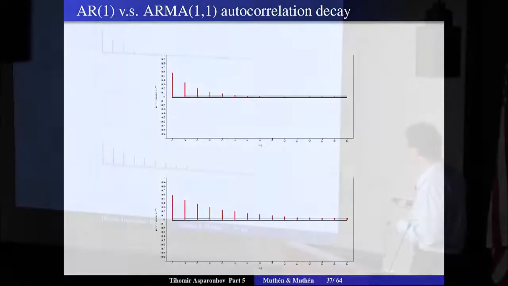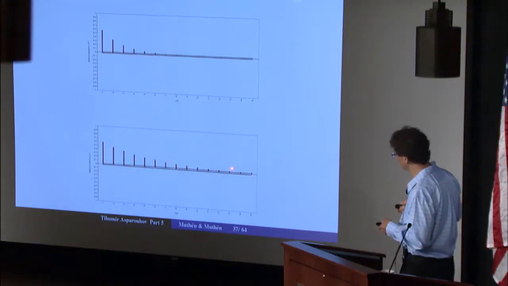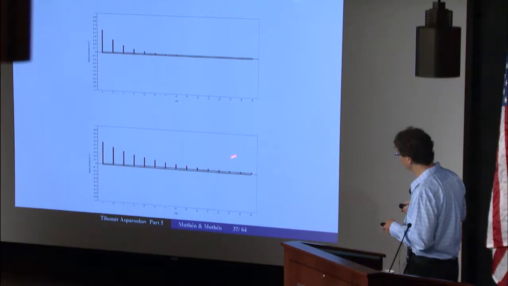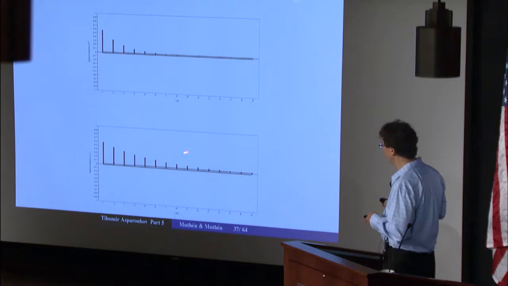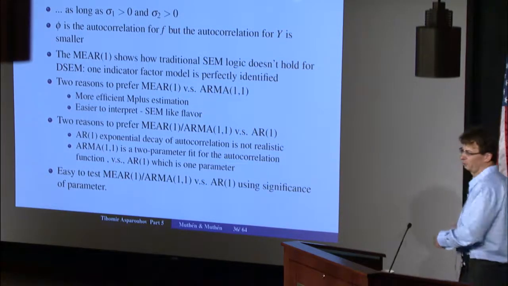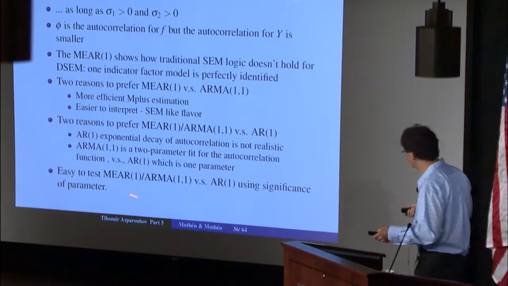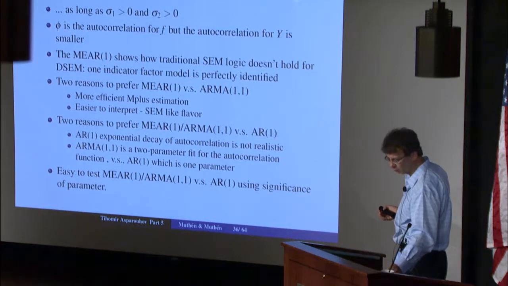And for the MIR1 models and the ARMA11 model, the autocorrelation actually does not go exponentially down, so it can linger on for much longer. Essentially, it has two parameters. It's a two-parameter function that matches the estimated autocorrelation against the observed autocorrelation function. The reason I got obsessed with the MIR1 model is because it resolves so many other issues. They're not on this list, but we're going to see examples further on.